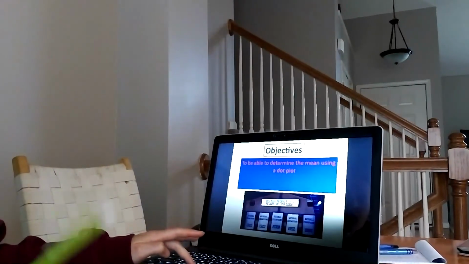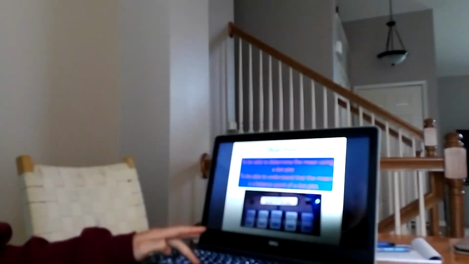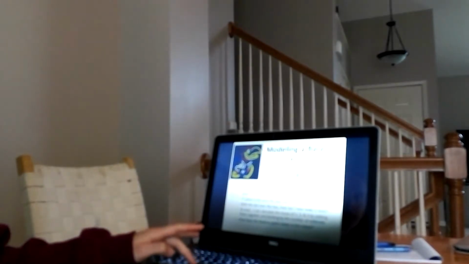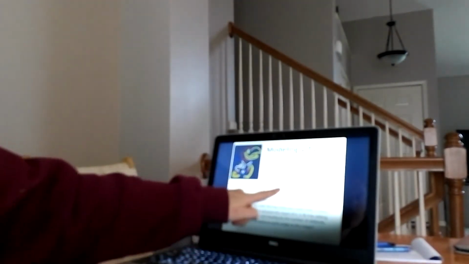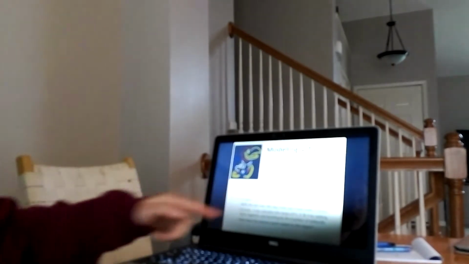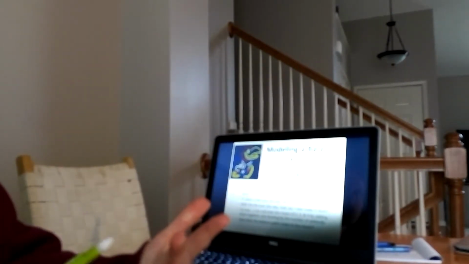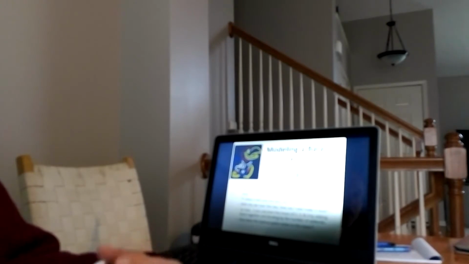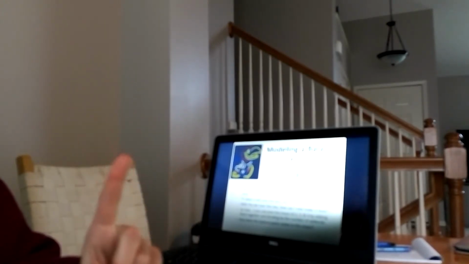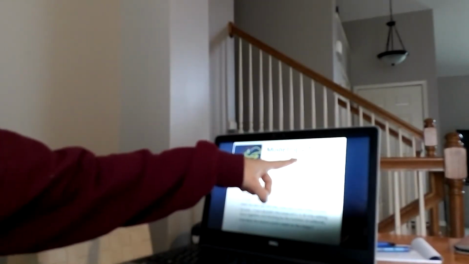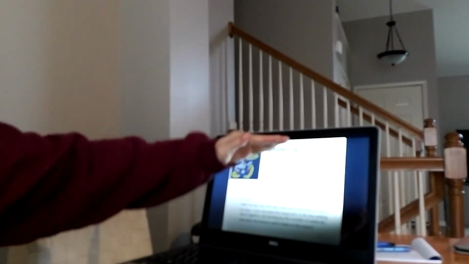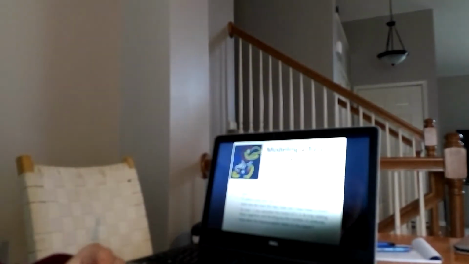All right, so we're going to be able to determine the mean using a dot plot, and we're going to be able to understand that the mean is a balance point of a dot plot. Okay, so on this dot plot, we can see that 3 would be the mean because it's the middle, right? So where could I place a dot in order to keep the balance level? If I was just going to put one dot on this dot plot, I would have to put it on the 3 in order to keep the balance from moving one direction or the other.